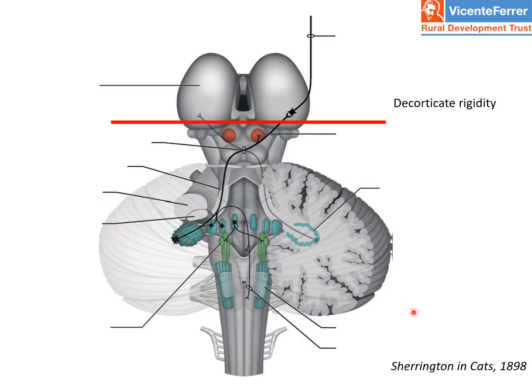So here we will see the Sherrington experiments, which he did in cats in 1898. What he did was make a transection at the level above the midbrain, where the red nuclei are spared. You can see this red nucleus is located at the level of the superior colliculi. This is the dorsal view of the brainstem. This is the midbrain, where you can see the superior colliculi and inferior colliculi. At the level of the superior colliculi, the red nucleus will be present.